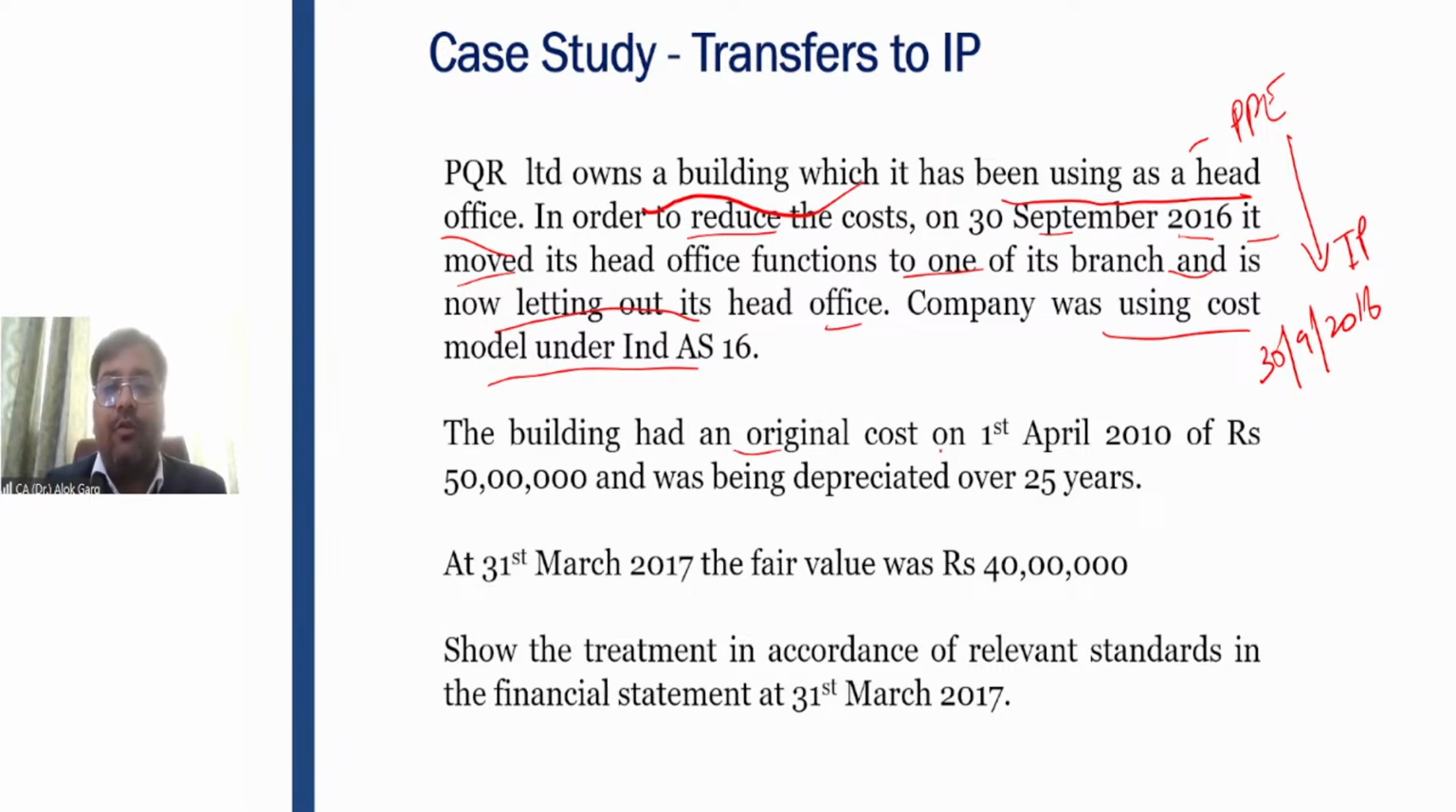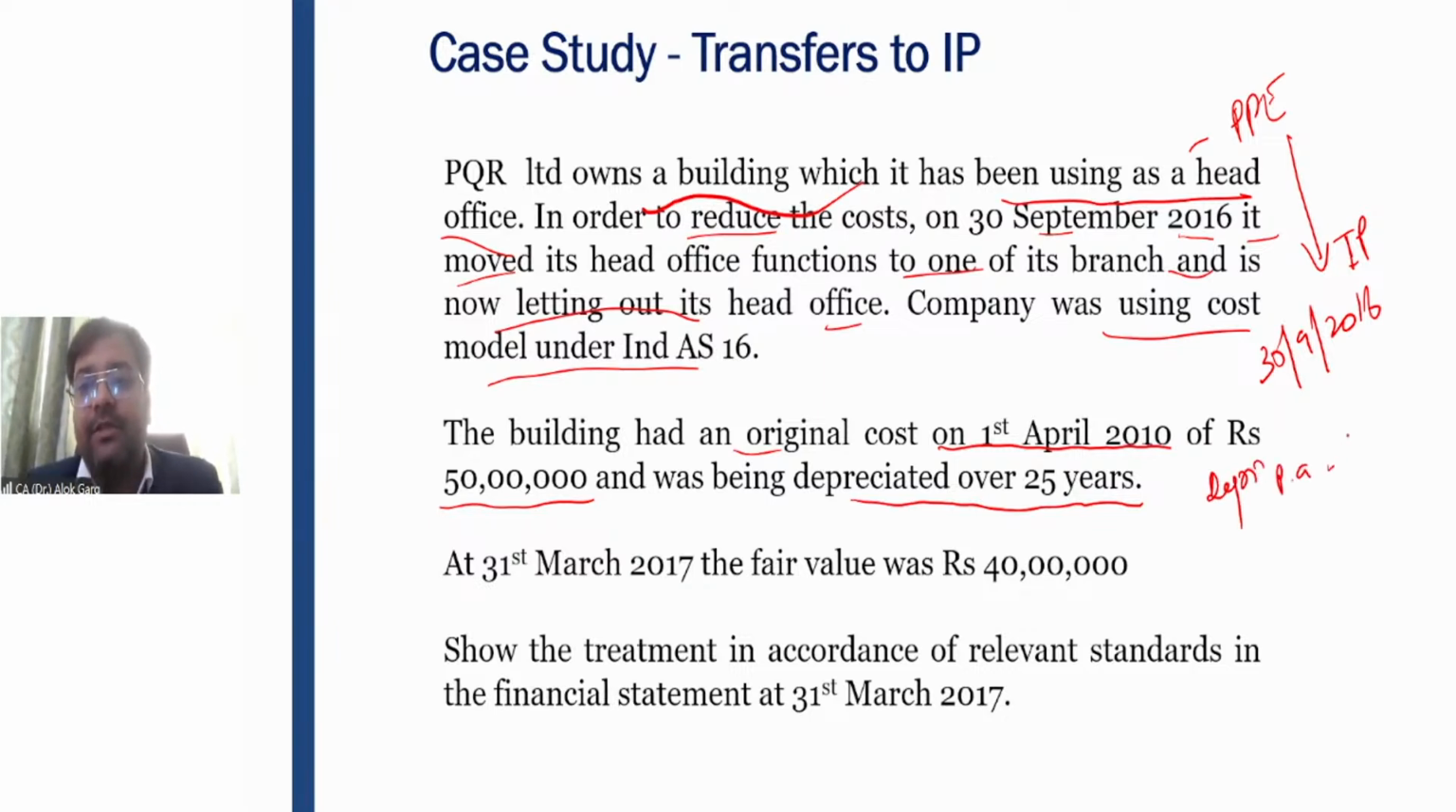The building had an original cost on 1st April 2010 of rupees 50 lakh and was being depreciated over 25 years. The life is 25 years and the cost is 50 lakh. So what is the per annum depreciation? 2 lakh rupees is the per annum depreciation, right? So we are talking about 30th September 2016. We have to compute the carrying value of PP as on 30th September 2016 after deducting the accumulated depreciation. And on 31st March 2017, the fair value was also given.